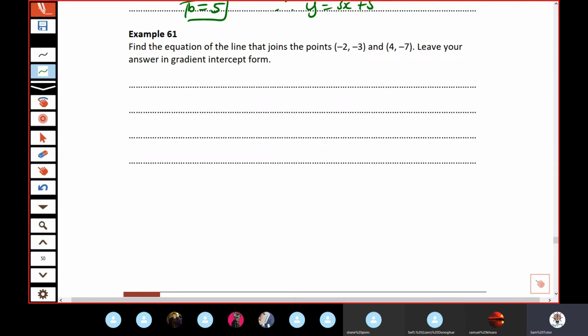Okay. Find the equation of the line that joins these 2 points. Leave your answer in gradient intercept format. This is probably the hardest question you can get in this topic, and the reason why is it requires a few steps. Your first step is to understand, to write an equation of a line, it's y equals mx plus b. That means you need gradient and the y-intercept. And the worst thing is you have neither from this.